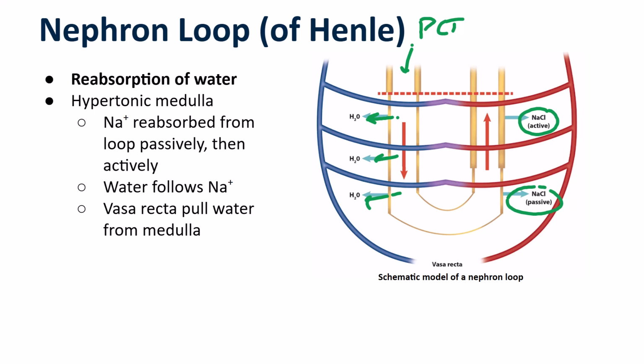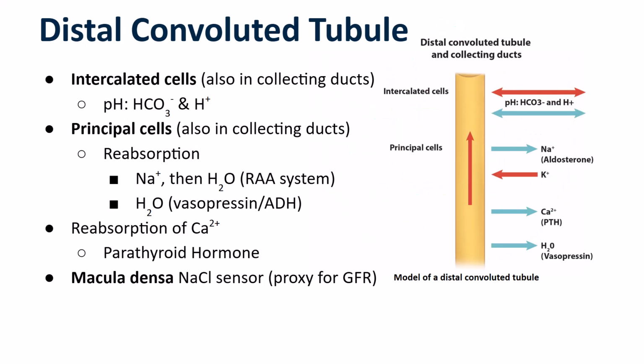Water follows sodium, and that excess water gets pulled by specialized vessels called vasa recta, which reabsorb that water from the nephron loop back into the cardiovascular system, leaving the sodium to further reinforce that hypertonic medulla. Now, from the nephron loop, filtrate is going to move into the distal convoluted tubule.